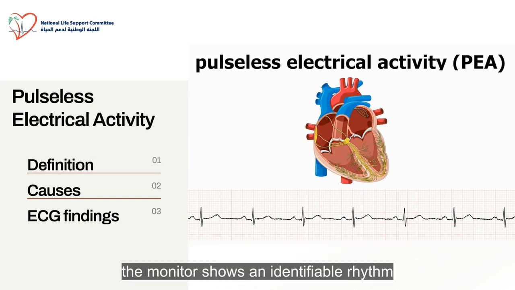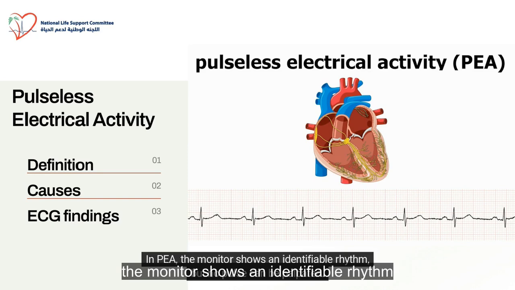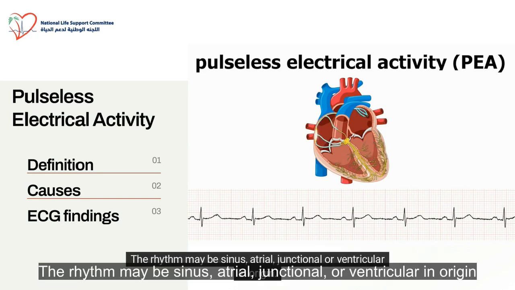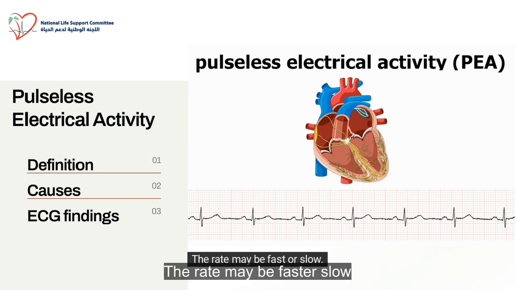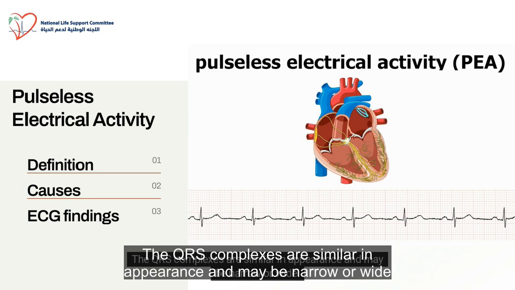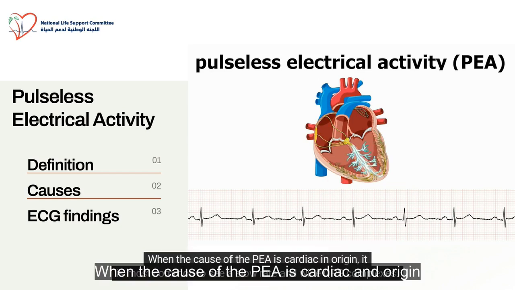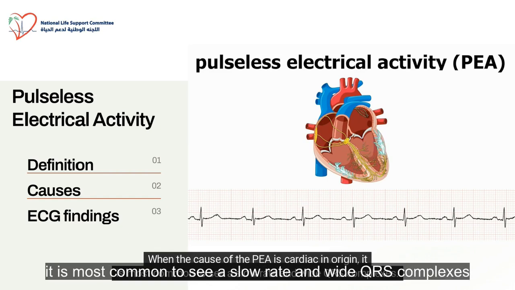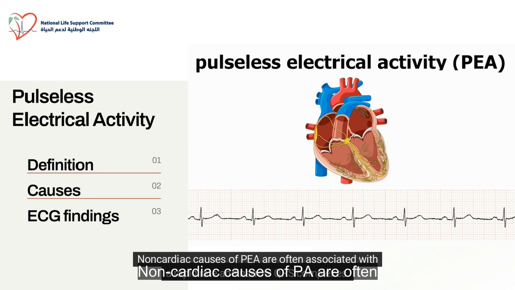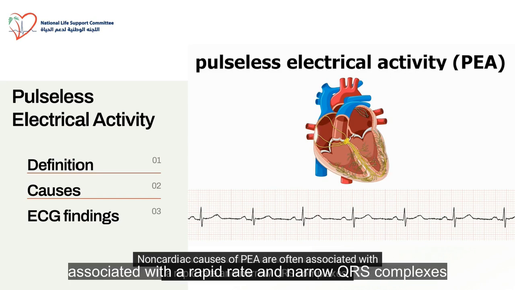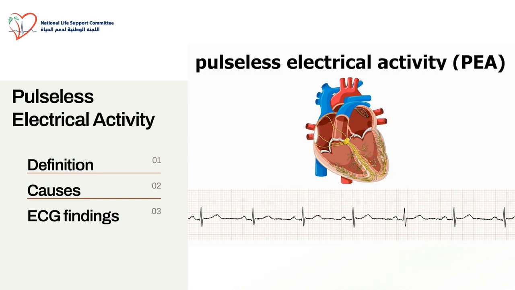ECG findings. In PEA, the monitor shows an identifiable rhythm, but no pulse can be palpated. The rhythm may be sinus, atrial, junctional, or ventricular in origin. The rate may be fast or slow. The QRS complexes are similar in appearance and may be narrow or wide. When the cause of the PEA is cardiac in origin, it is most common to see a slow rate and wide QRS complexes. Non-cardiac causes of PEA are often associated with a rapid rate and narrow QRS complexes.